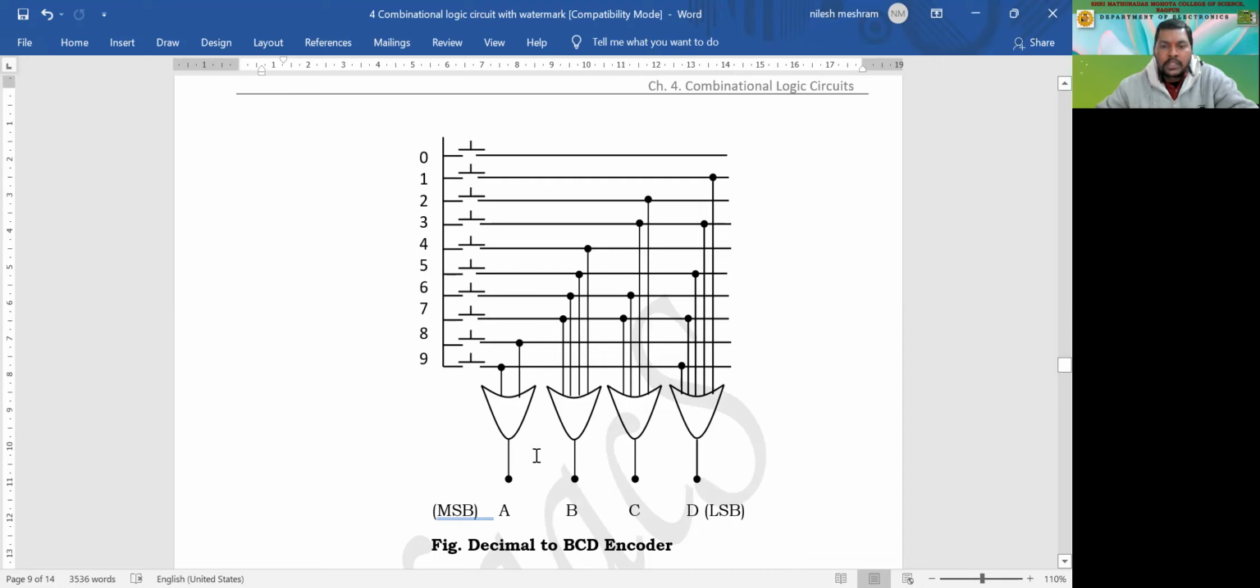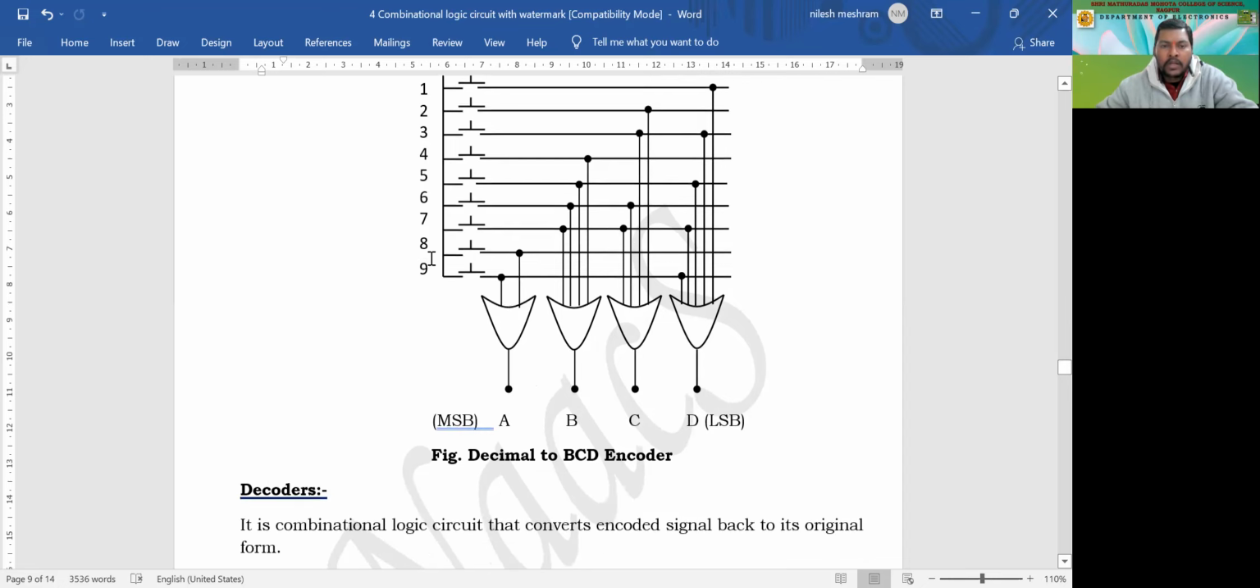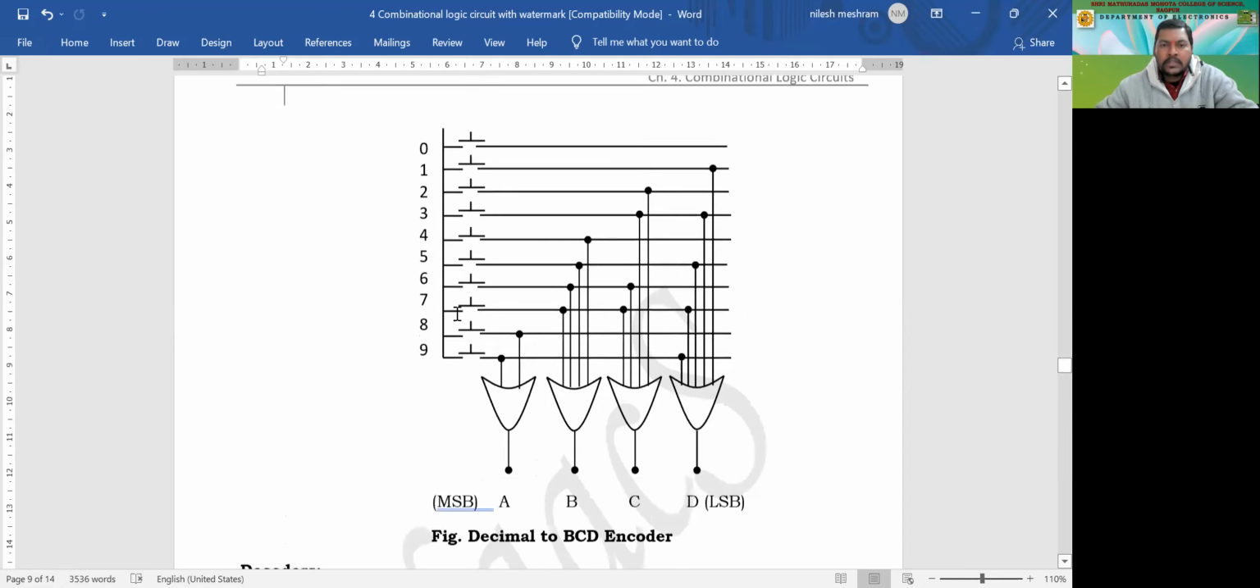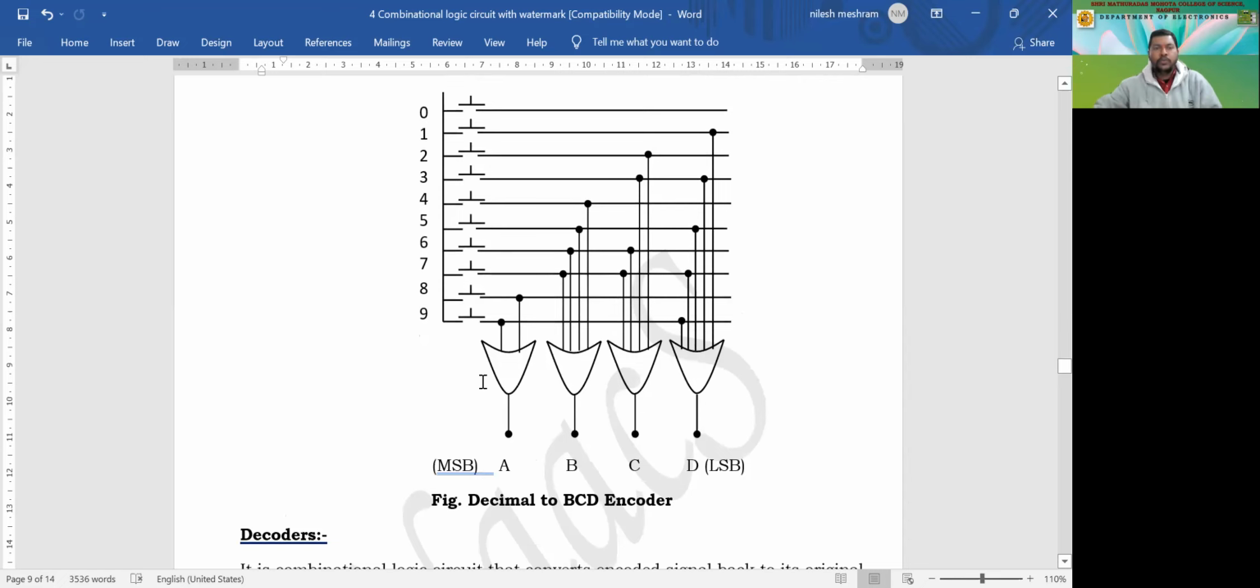Similarly, for 7, all 3 OR gates should be high. So 0111 should be the output. And for 8, only A should be high. And for 9, A and D should be high. So only those OR gates are kept high. So as you can see, this is the simplest decimal to BCD encoder which can encode decimal numbers, and these are the keys which are used on the calculator.